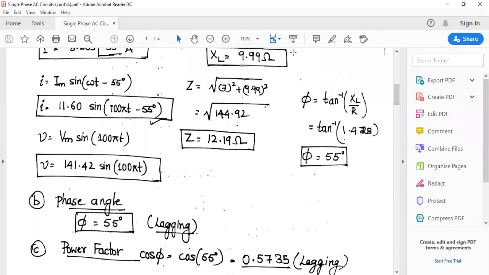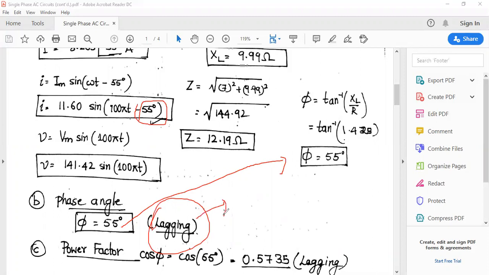Next you can calculate Vm, where v is equal to Vm sine 100 pi t. Vm is 100 into root 2, since 100 is the RMS value, which is 141.42 sine of 100 pi t. This is the instantaneous voltage. The phase angle, as I already told you, is 55 degree. If you comment on it, you can go to the current equation, which has minus 55. So that's why the current is lagging.